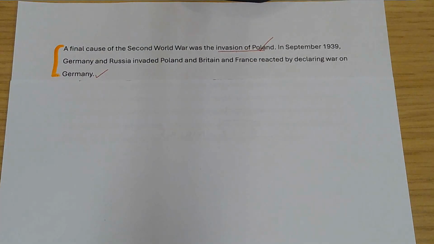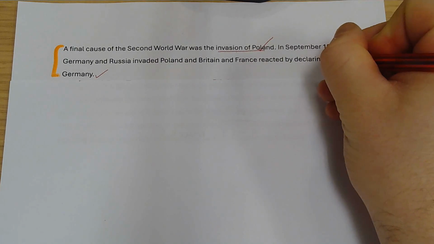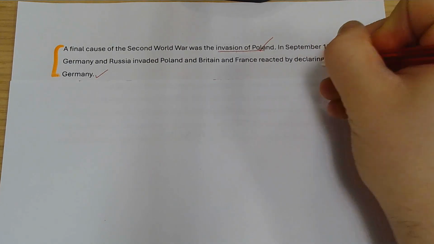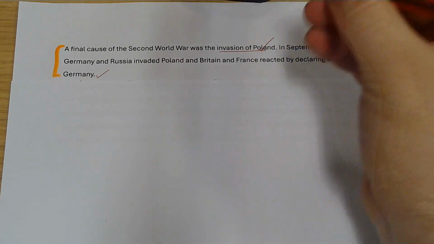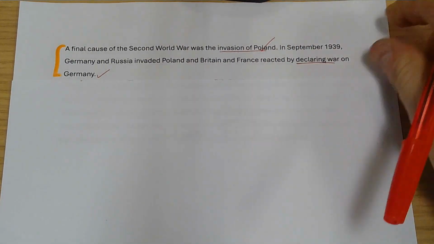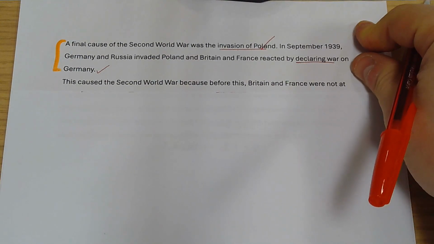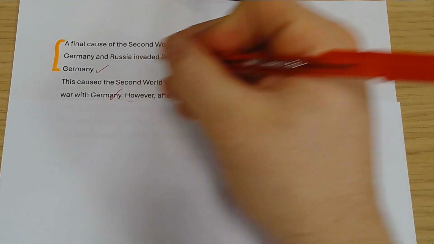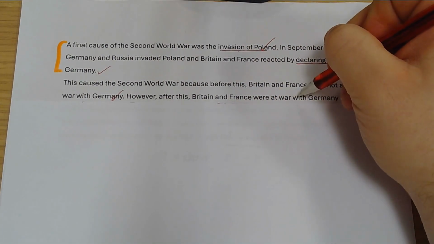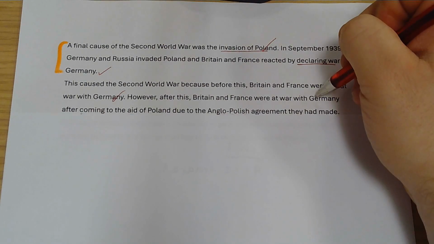I've told the examiner about a reason, and what I now need to go on to do is underline something that I need to talk about in the next part of my sentence, how it led to the Second World War. So, ultimately, how does declaring war lead to the Second World War? Well, this caused the Second World War because before this, Britain and France were not at war with Germany. True. However, after this, Britain and France were at war with Germany. So that is also true, but I'm going to add some more detail.